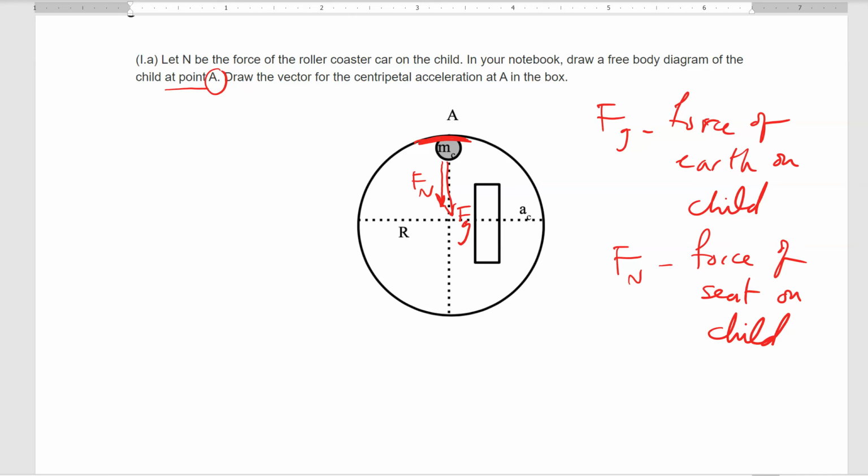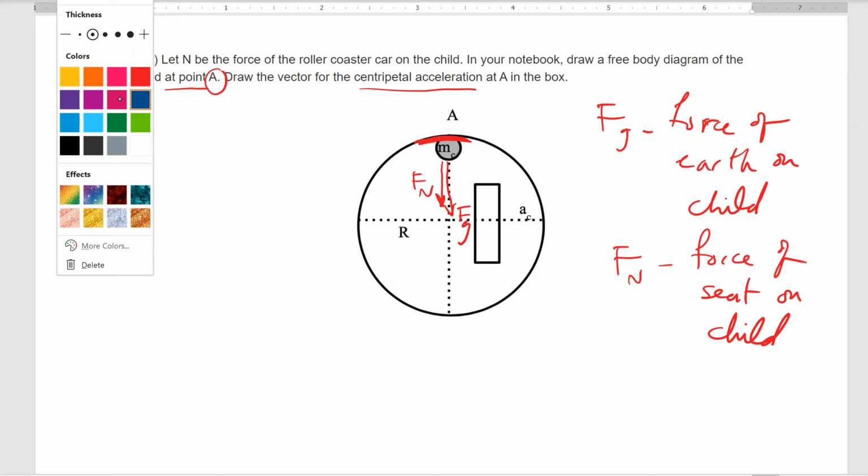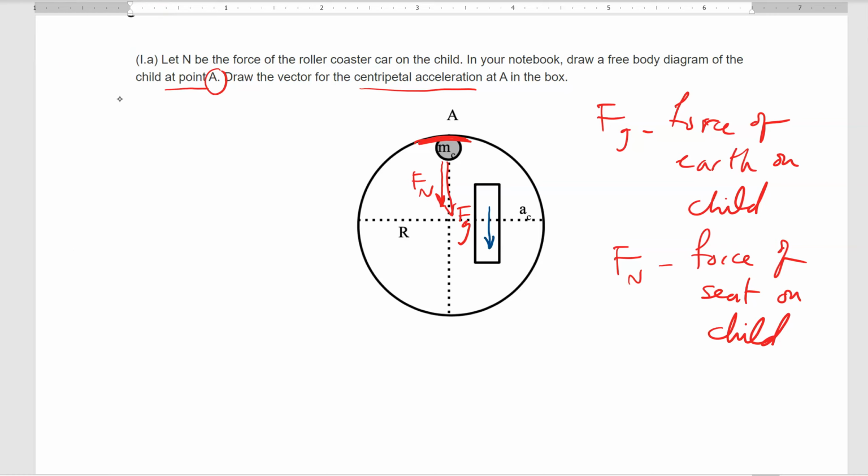And we're also asked to draw the vector showing the centripetal acceleration. So I'm going to change the color of my pen just to indicate that I'm not drawing a force, I'm drawing the acceleration. What I want you to note is that the direction of the acceleration, which is the centripetal acceleration that causes the roller coaster to keep bending its path rather than go in a straight line, such that it follows a circular path, is in the same direction as the force of gravity in this case, and also the normal force from the seat.